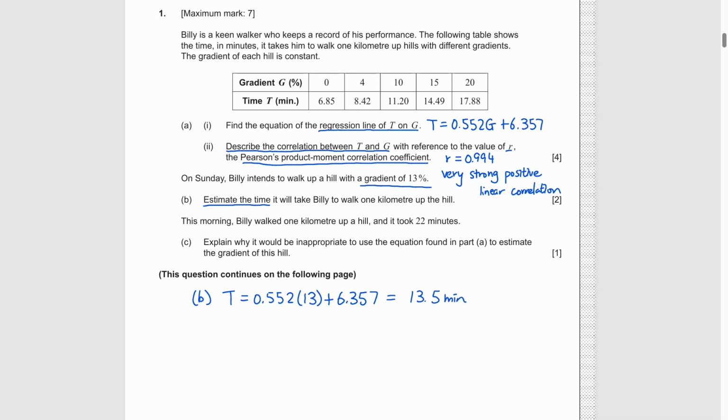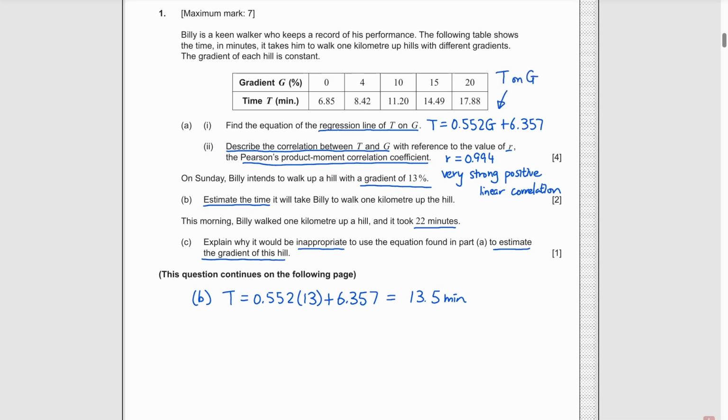Now, we are told that T equals 22, and we need to explain why it is inappropriate to use the regression line to estimate G. This is because the regression line is T on G, which means it is designed to predict T from G, but not the other way around. Using it to predict G from T would be inappropriate.